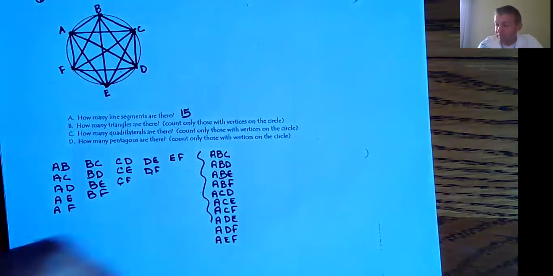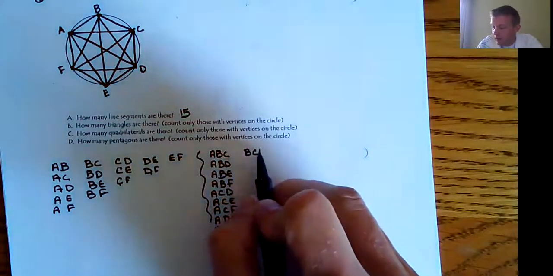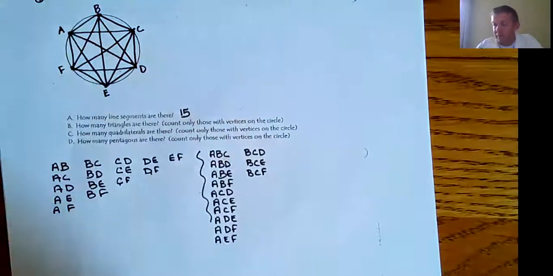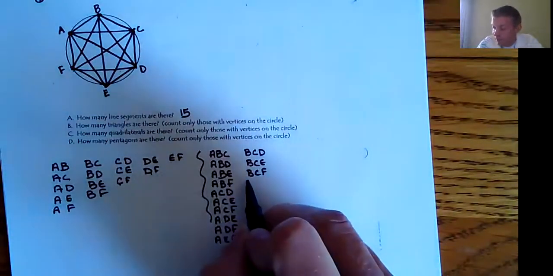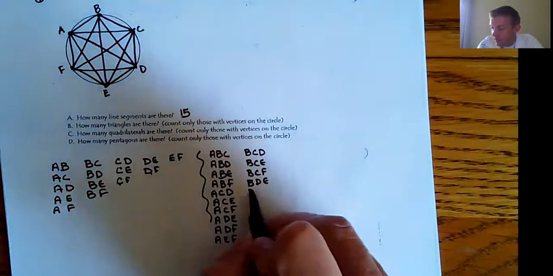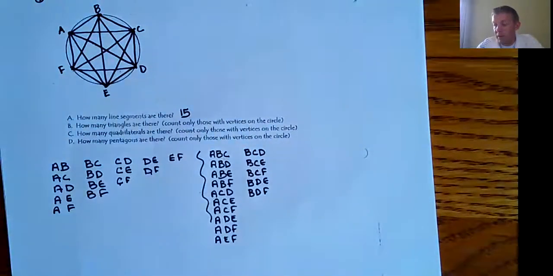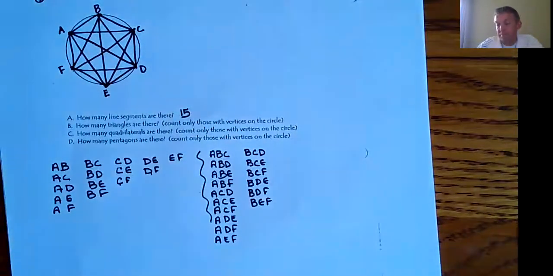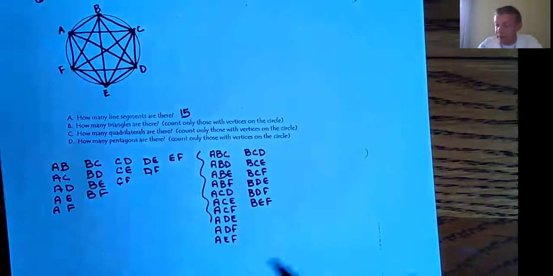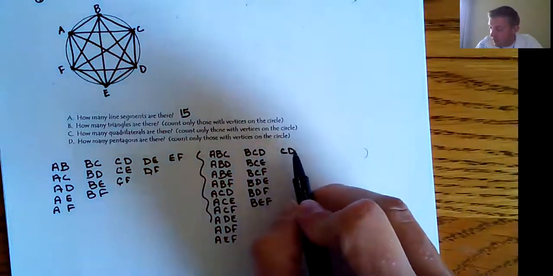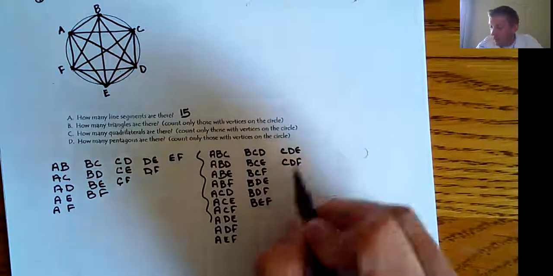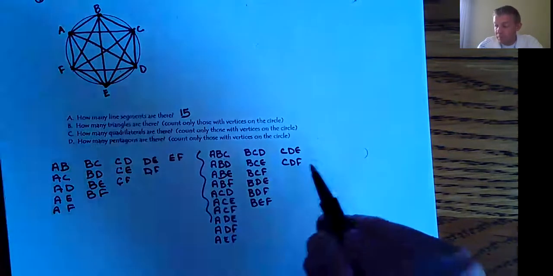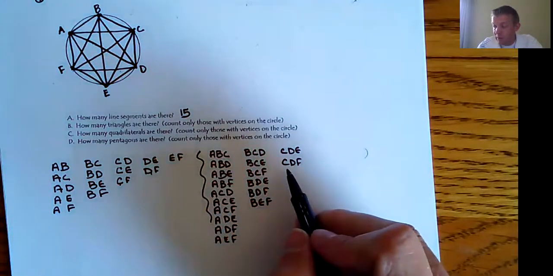Now we got to start with B. BCD, BCE, BCF. Now do your BDs. BDE, BDF. All your BEs. BEF. Got our A's, got our B's. Let's move on to C's. CDE, CDF. I think that's it. We can do CEF.